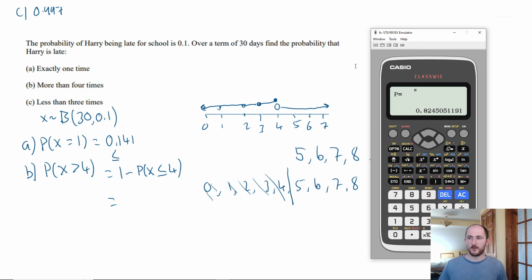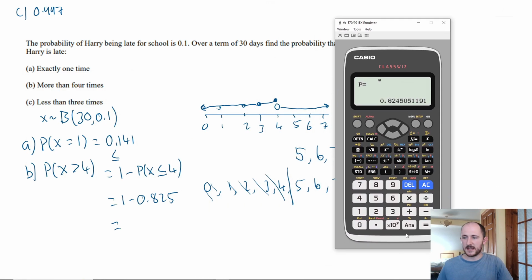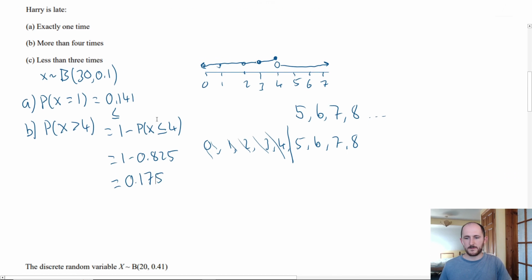So we have 0.825. But remember, that's not our actual answer. So we want to do 1 minus 0.825. Now, one trick, by the way, is this is still saved as the answer button. So if I go back to calculation, I can do 1 minus answer and get the value, 0.175, which is the actual real answer.